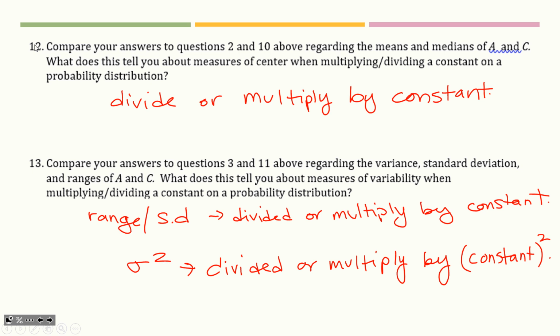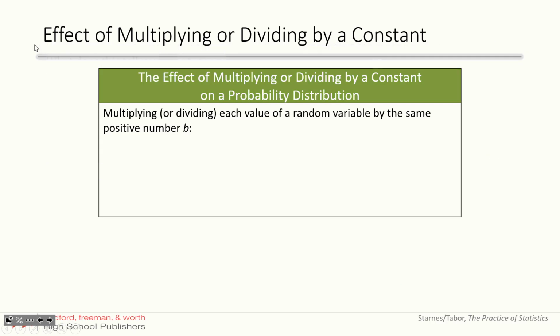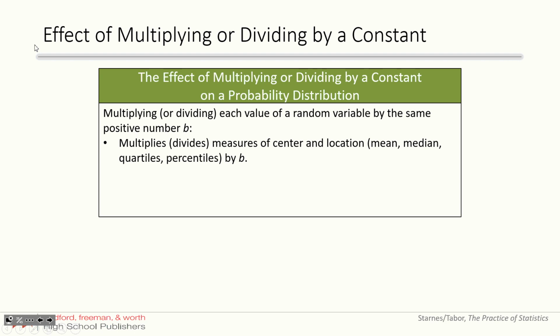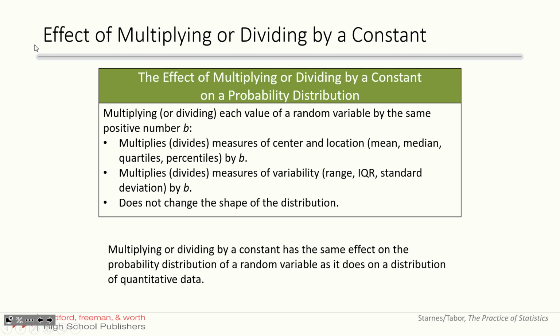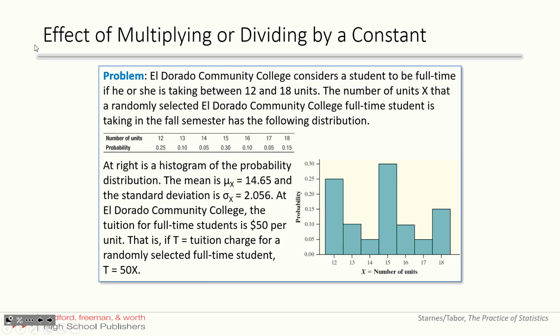Let's take this and apply it to a couple of practice problems. So here, in summary, here are my rules. When I multiply or divide, it multiplies or divides the centers of location: minimum, maximum, mean, median, percentile rank. And it also multiplies or divides the measures of variability: range, IQR, standard deviation. But it still doesn't change the shape of the distribution. So just like in chapter 2. All right, let's look at an example.